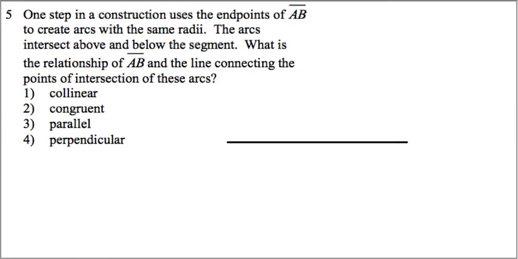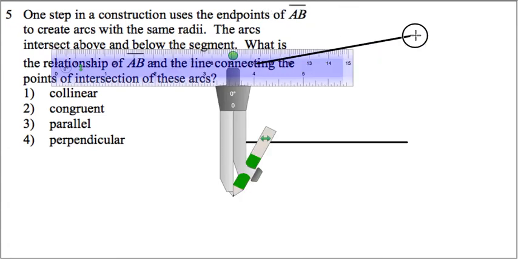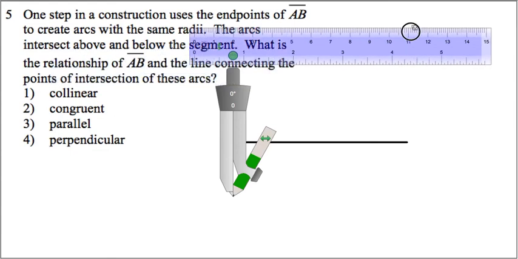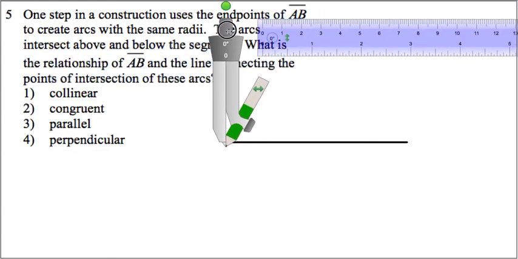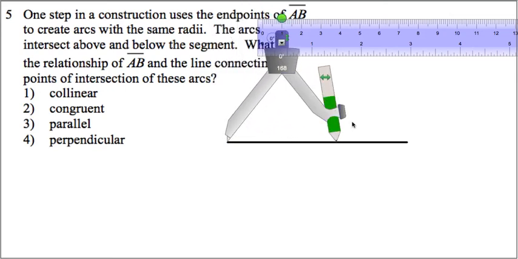So we have line segment AB. Using a compass and a ruler, okay, so here we have, we're going to make an arc.